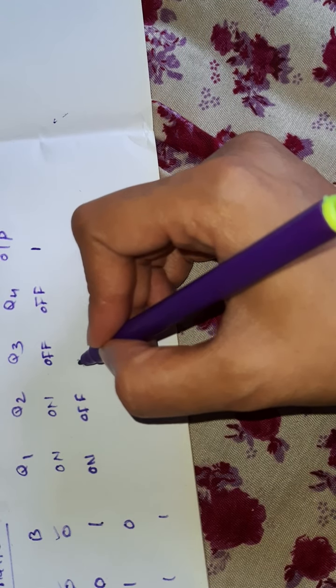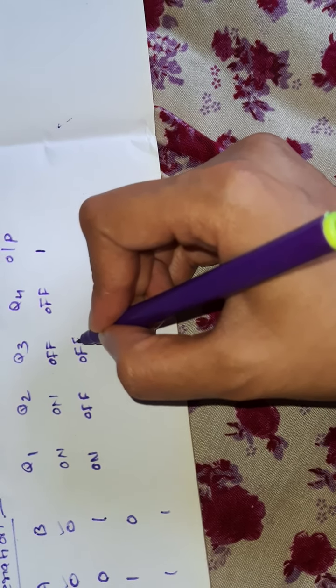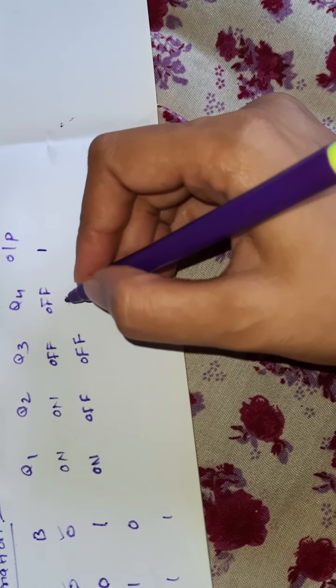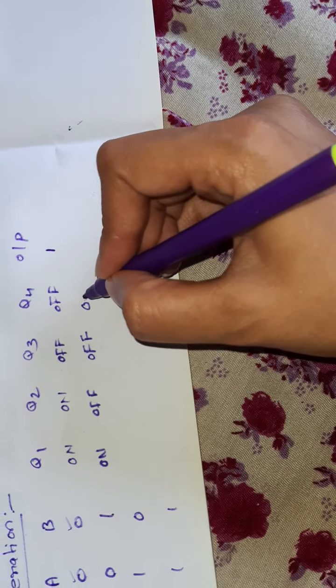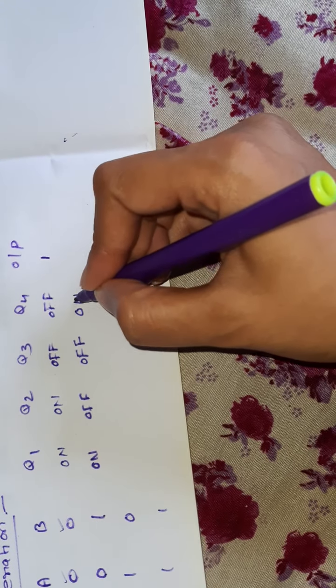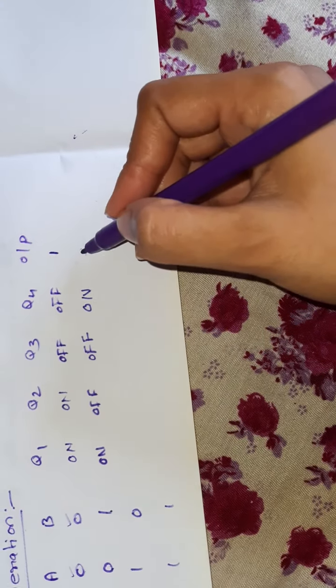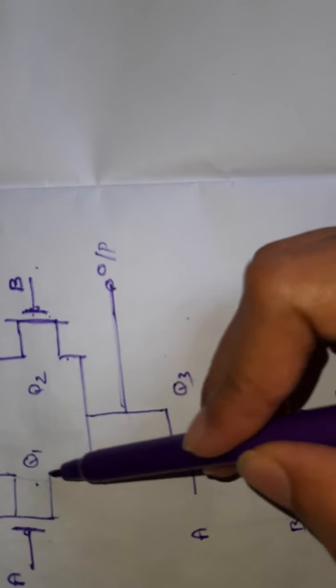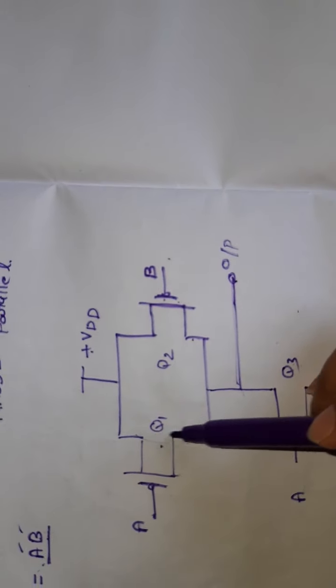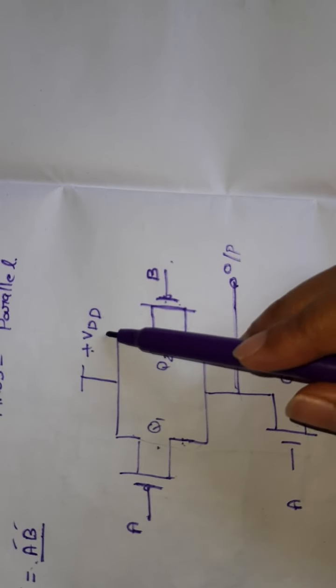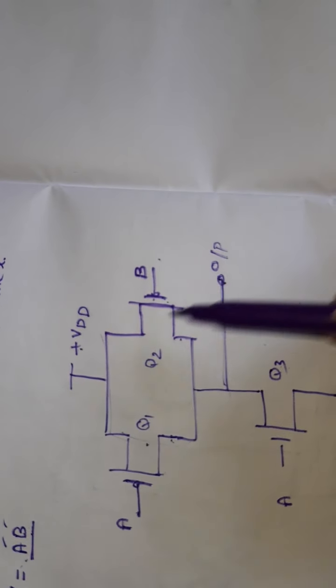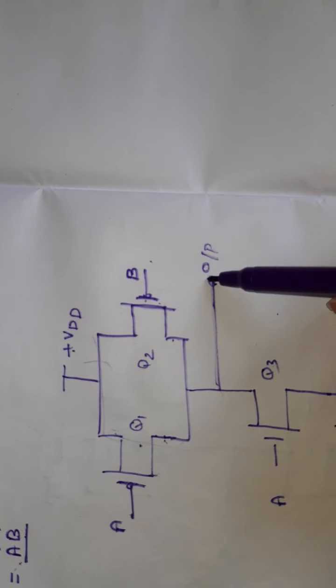So Q3 is off and Q4 is on. So we can say that the output is 0. Sorry, output is 1. Why? Because here one of the transistors is short circuited. So from plus VDD to the output voltage, there is a flow of voltage. Then we can say that output is 1 here.